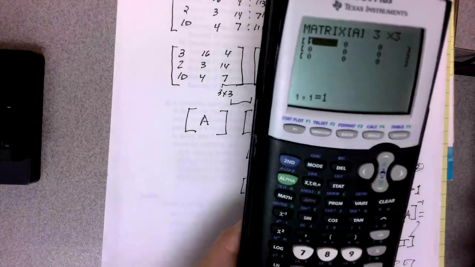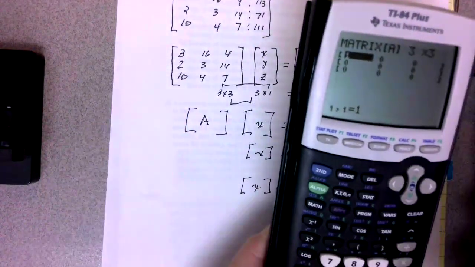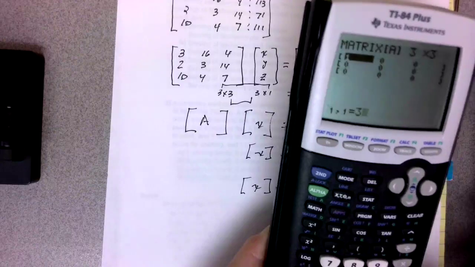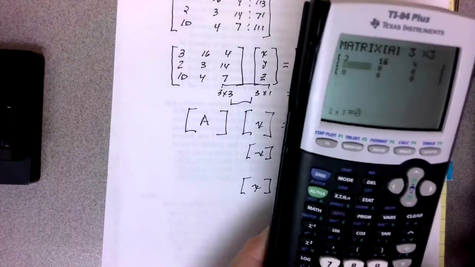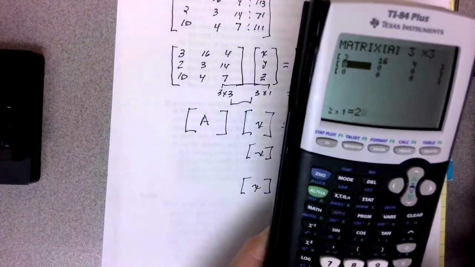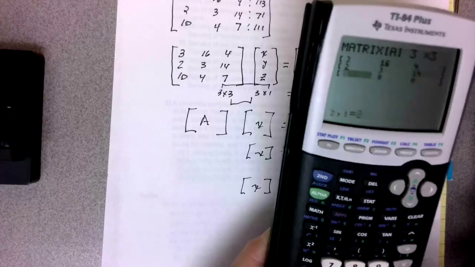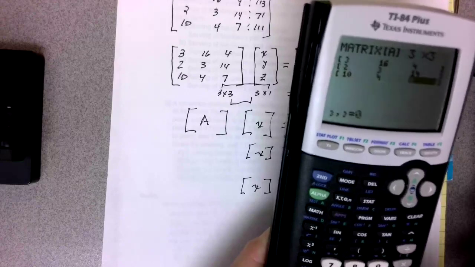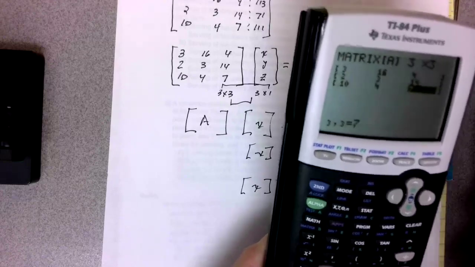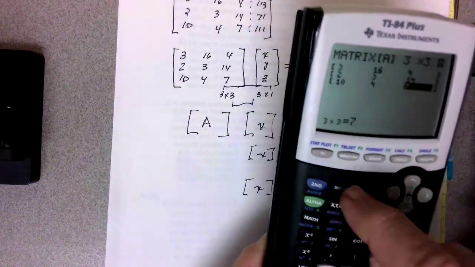And so the numerical values I'm going to put in are these values. 3, 16, 4, 2, 3, 14, 4, 7, pressing enter after each one. I'm just putting numbers in now. So now I have put in the coefficient matrix here. So I can say, well, second, quit.